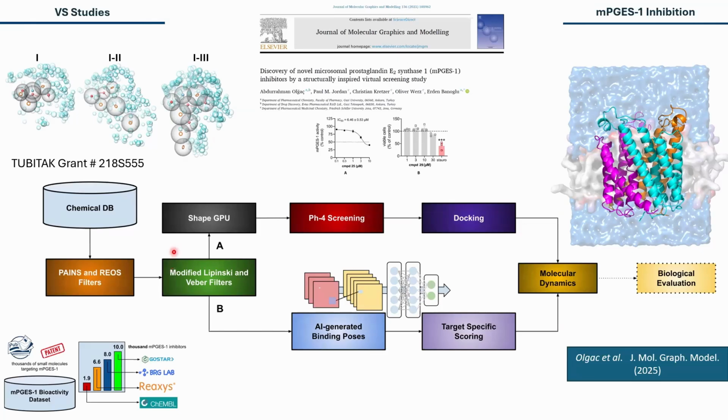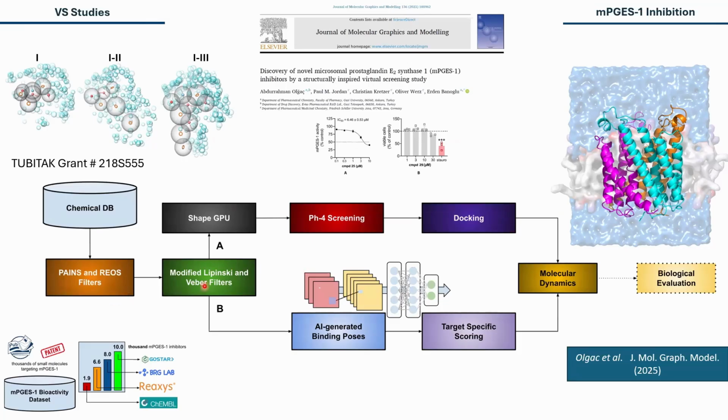And here, by the path A, we did a million scale virtual screening study. And by filtering millions of compounds, first with PAINS and REOS, and then modified Lipinski and Veber filters, we reached low micromolar level hit compounds, and in total we tested 34 chemically distinct compounds, and this work is published in Journal of Molecular Graphics and Modelling.